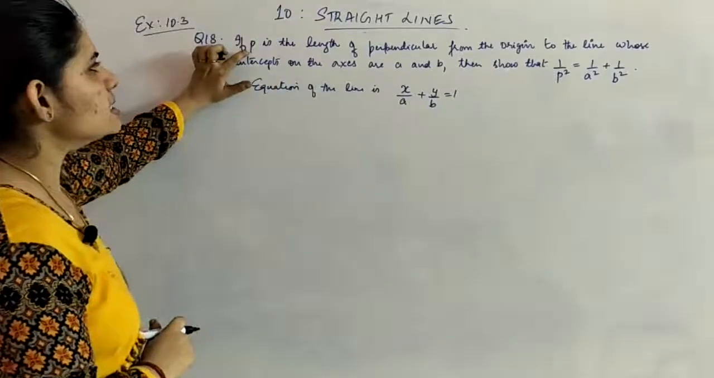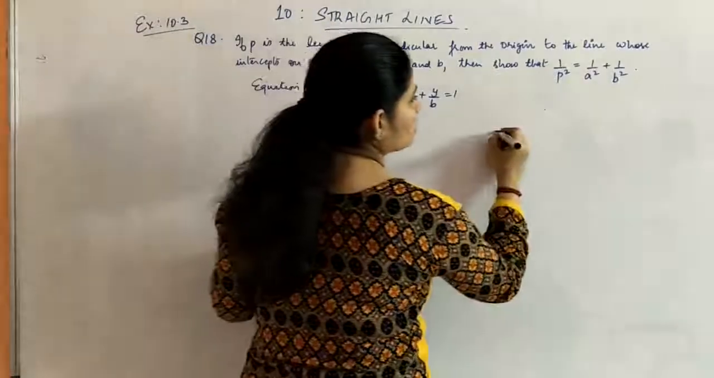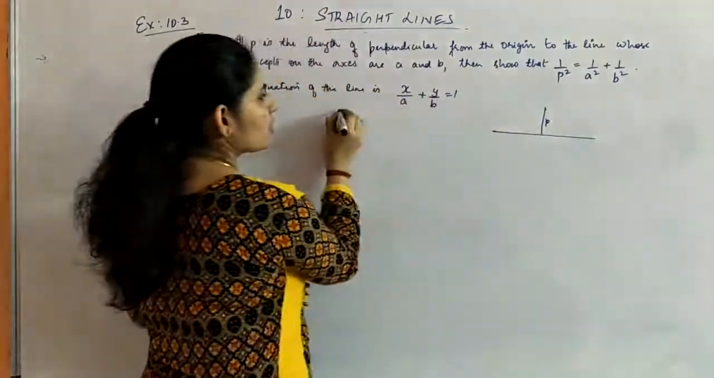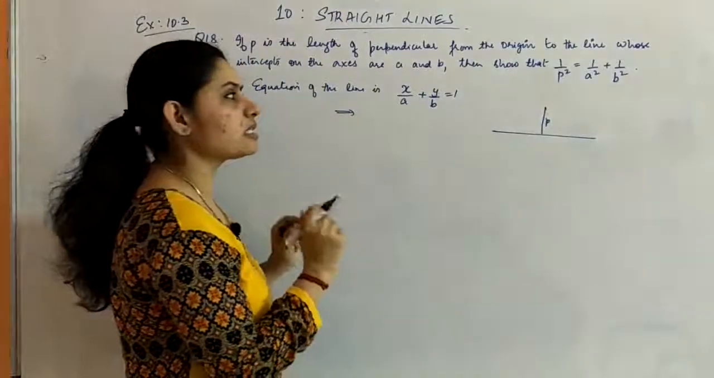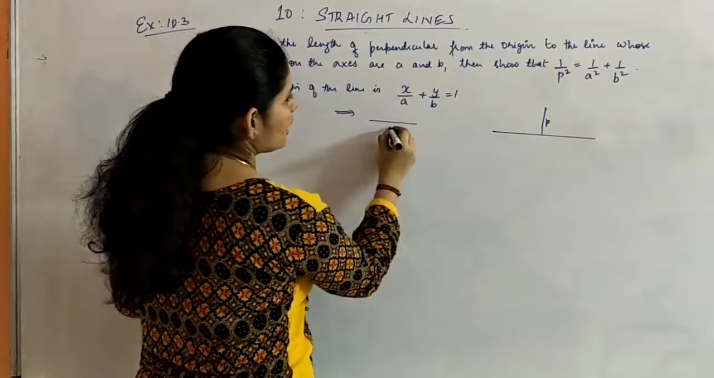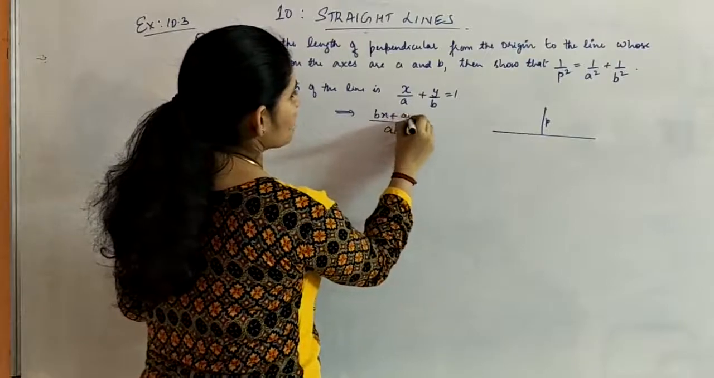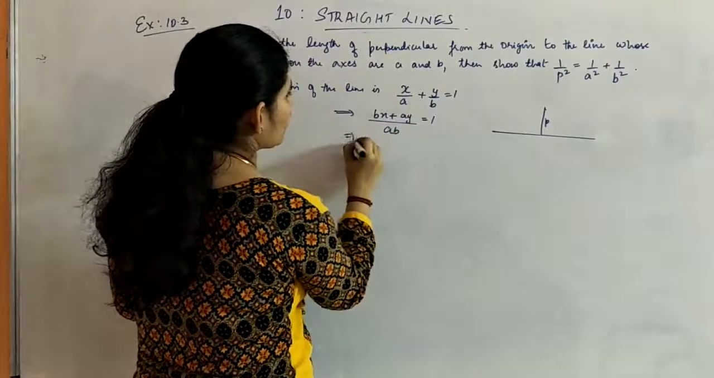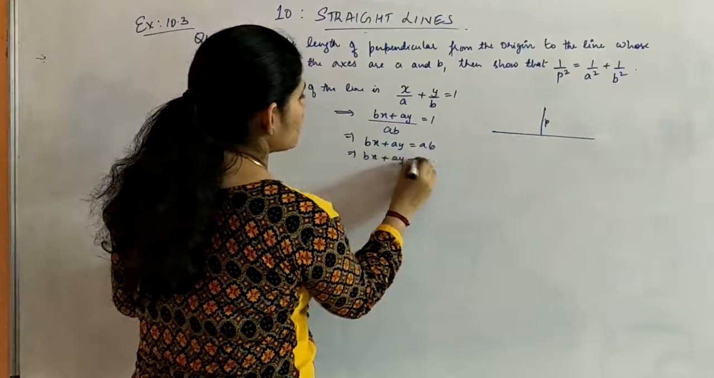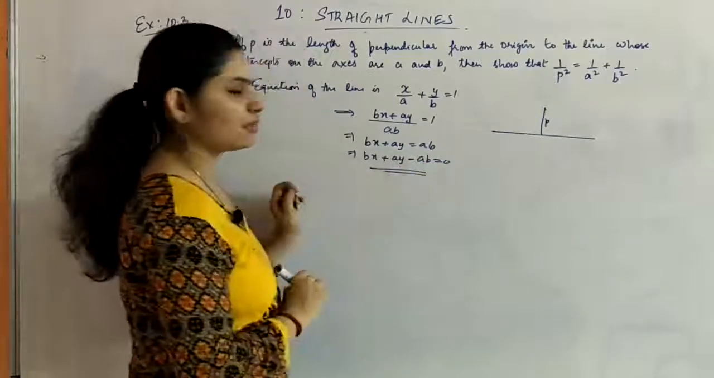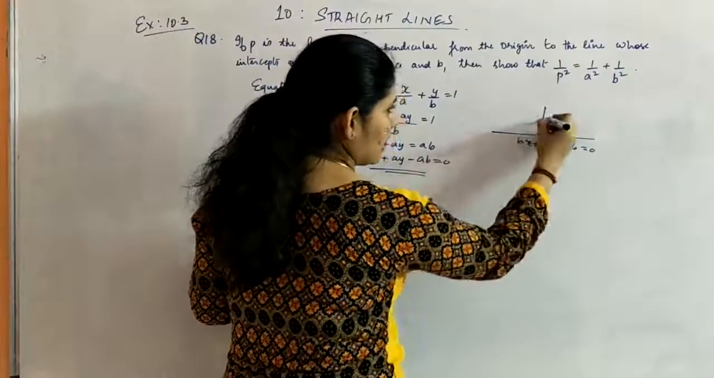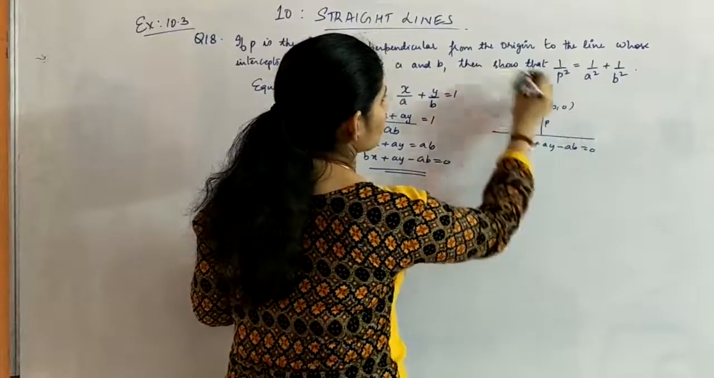Now again, what is given? P is the length of the perpendicular to this line. So this is given to be P, and this is the equation. Now what we are doing is we are just changing this equation into ax plus by plus c equal to 0 form, so that we can use the formula for length of perpendicular. So what you will get here is AB in the denominator, bx plus ay is equal to ab, that is bx plus ay minus ab equal to 0. So this is your ax plus by plus c equal to 0. I am writing bx plus ay minus ab equal to 0 as this line, and this distance is given and it is from the origin.